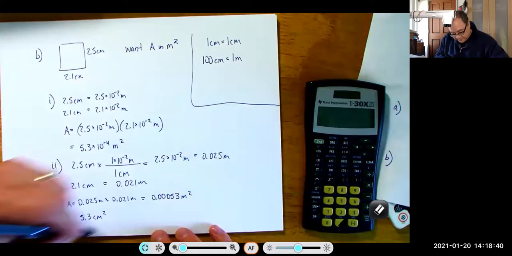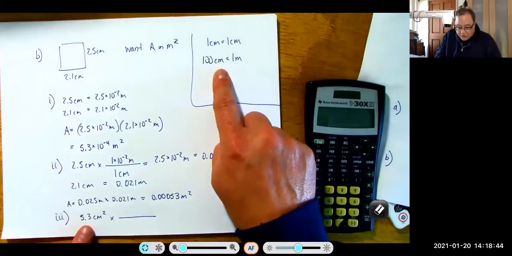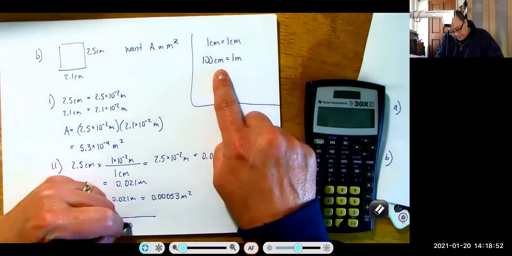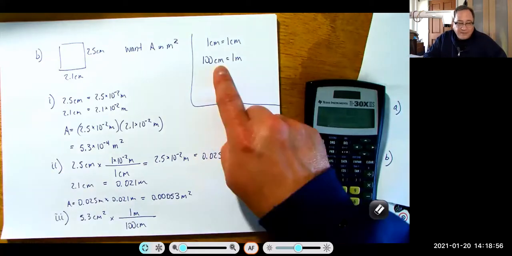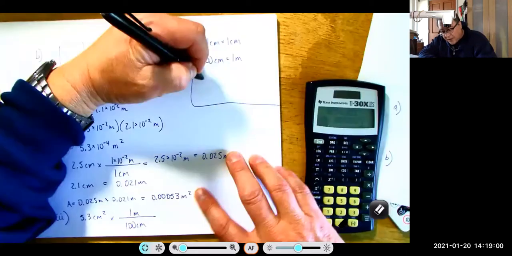So if I use this, what do I put on the bottom so I can cancel out my centimeter? Centimeters squared. Well, this doesn't say centimeter squared. So let me ask you this. Is this correct?